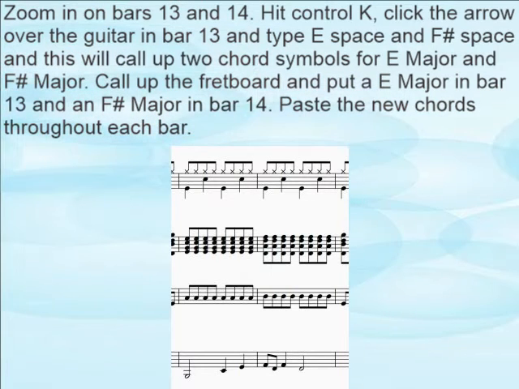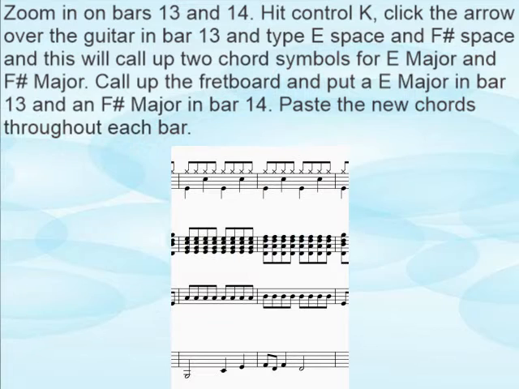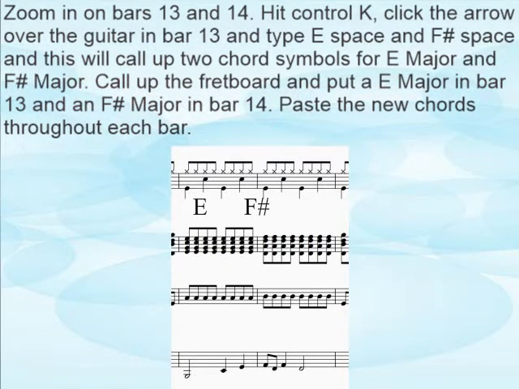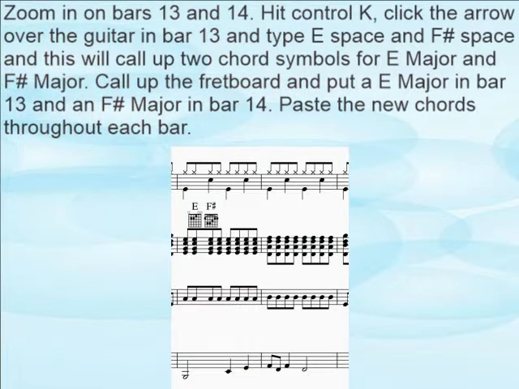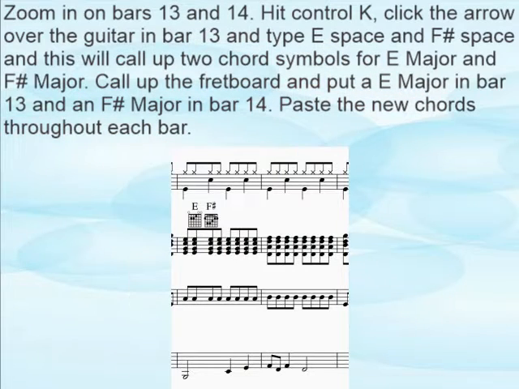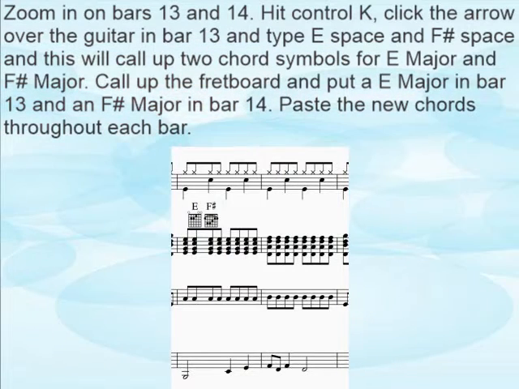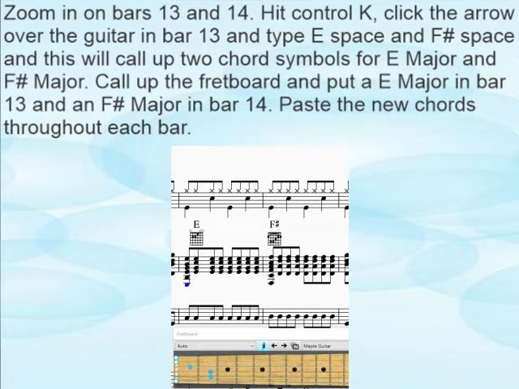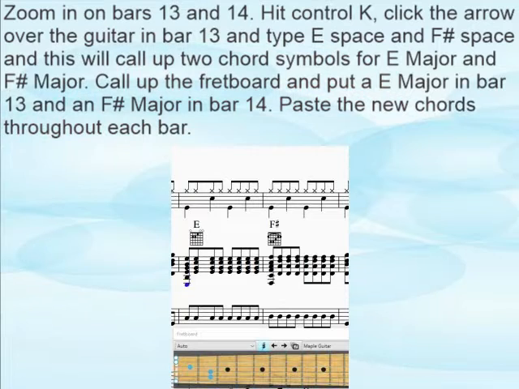Zoom in on bars 13 and 14. Hit Control K, click the arrow over the guitar in bar 13 and type E space and then F sharp space. This will call up 2 chord symbols for E major and F sharp major. Call up the fretboard and put an E major in bar 13 and an F sharp major in bar 14.